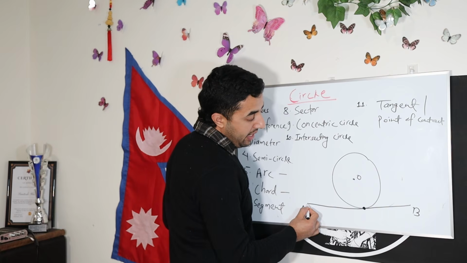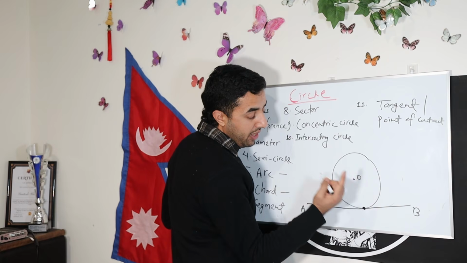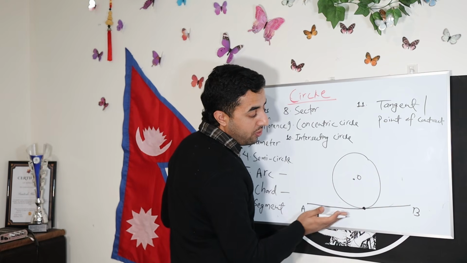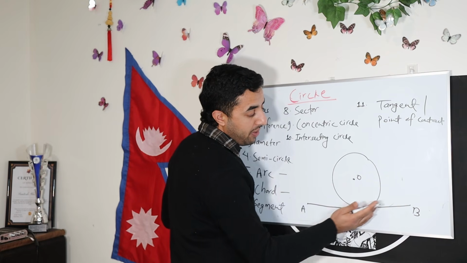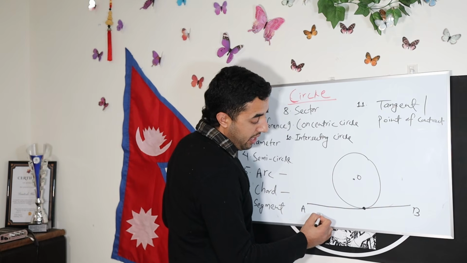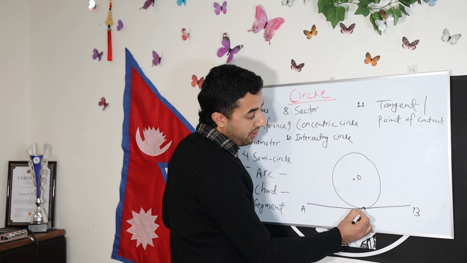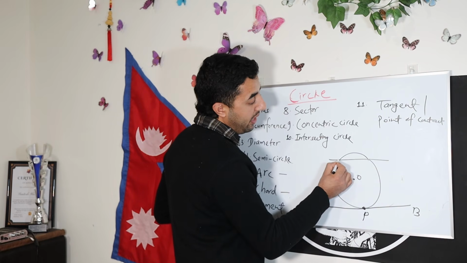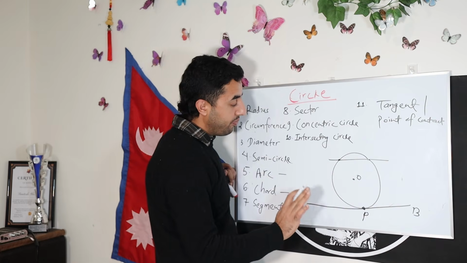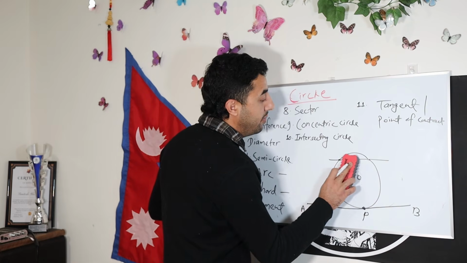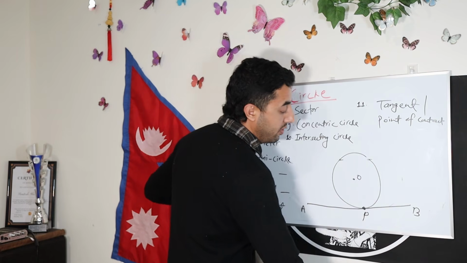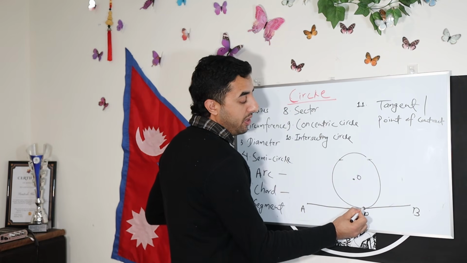If the line is touching only one point and passing by the circle, touching only one point, it is called a tangent. This AB is the tangent and this point P is called the point of contact. If the line touches two points, like this one and this one, this is not a tangent. A tangent needs to touch only one point, not two points. Only one point on the circumference of the circle.